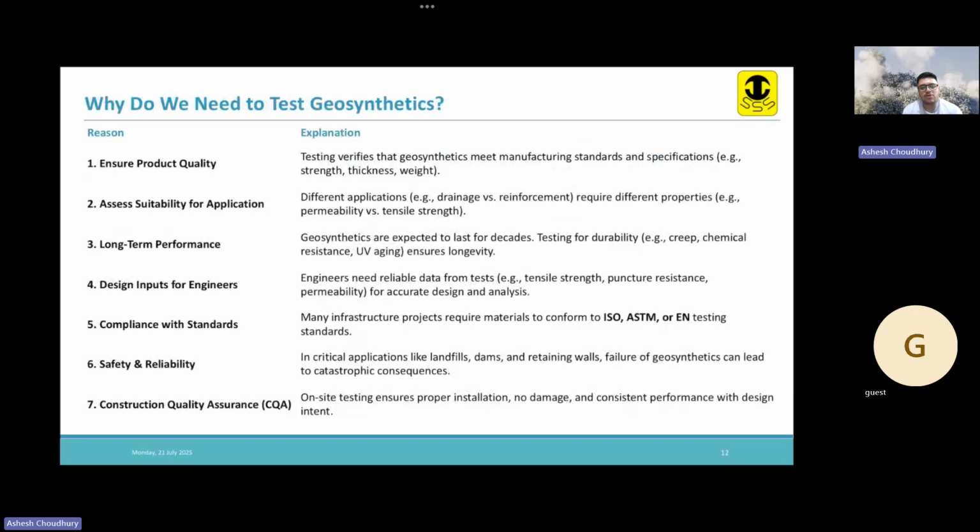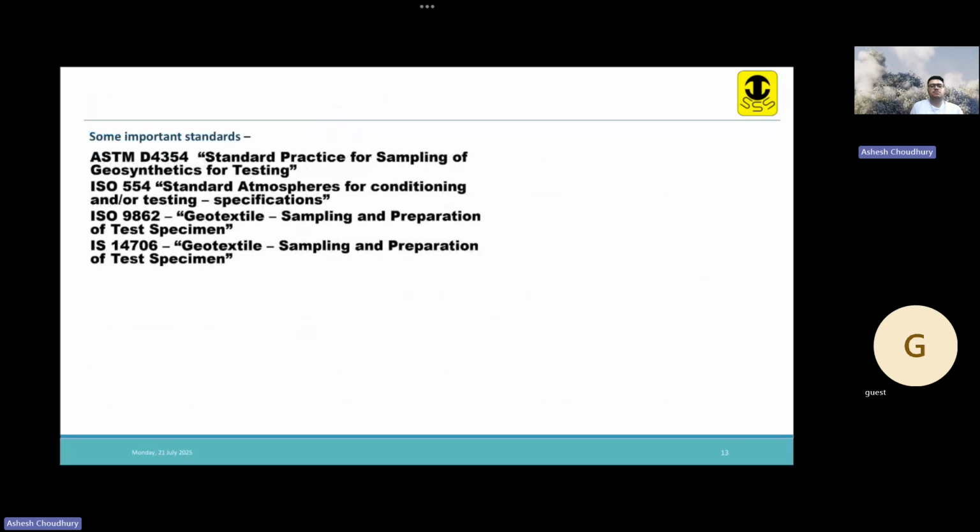And then we have construction quality assurance, CQA. On-site also we need to test whether there is proper installation, there is no damage, and consistent performance is being established with the design. So these are the basic reasons why we need to test geosynthetics.